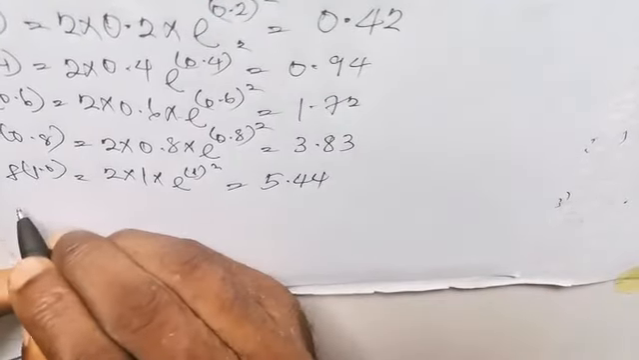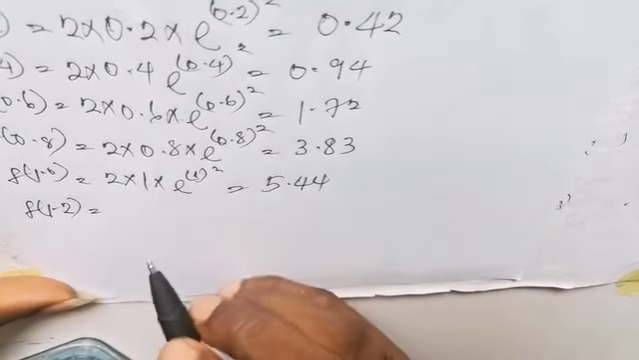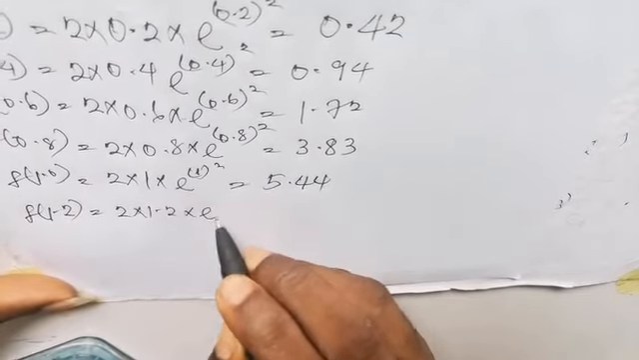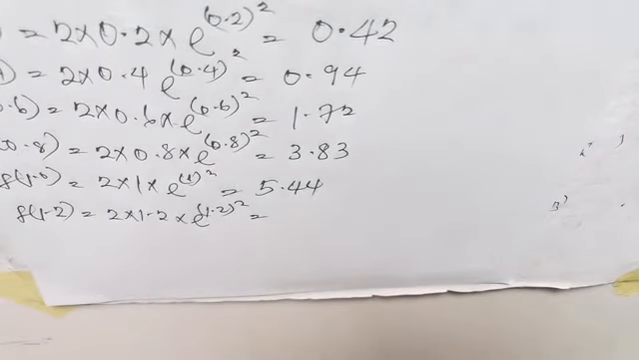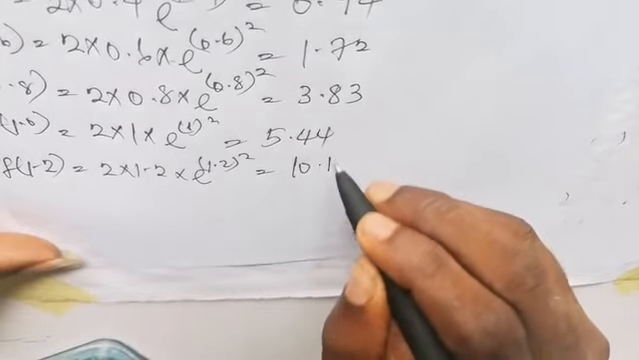So f of 1.2 is equal to, remember the function, 2x exponential x squared. That becomes 2 times 1.2 times exponential of 1.2 all squared. I will start by squaring 1.2, find the exponential equivalent of that answer, multiply by 2, multiply by 1.2, and this gives me approximately 10.13.